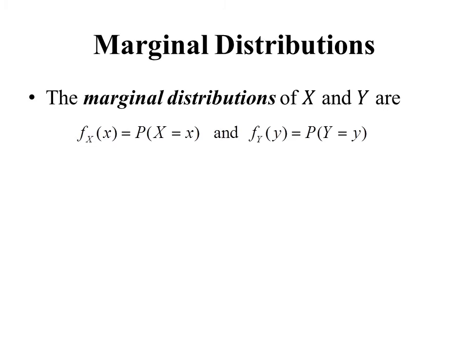So the marginal distributions of X and Y are denoted like this. We have little f sub X of x, which is defined to be the probability that the random variable X equals the number little x. So that we call the marginal distribution of X. And then likewise we have the marginal distribution of Y. f sub capital Y of little y is defined to be the probability that capital Y equals little y.